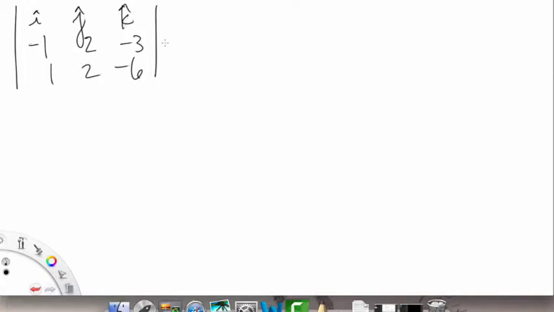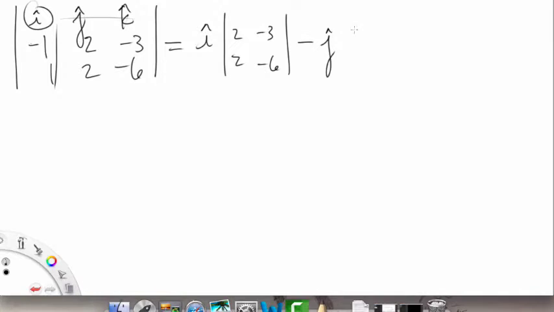Alright, so we're going to do i hat first. I'll just write this down for your reference. Okay, there we go. And here's this again, so -1, 2, -3, 1, 2, -6. So we have i hat here, and then our minor, 2, -3, 2, -6, minus j hat, because that comes from the formula for computing the determinant. So then j hat here, and our remaining numbers are -1, -3, 1, and -6.